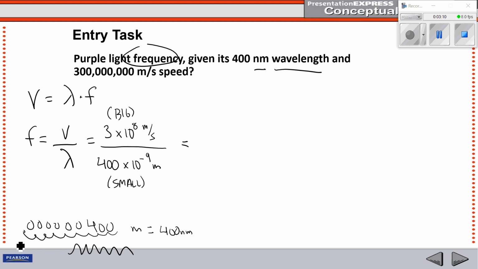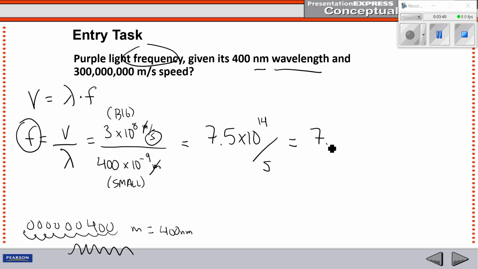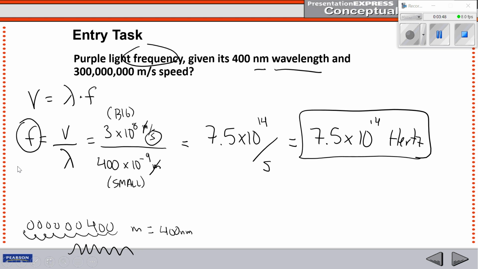What should its units be in? Remember that when we do these calculations, for frequency we're looking for a measurement of a number per second, also given as the unit hertz. So meters would cancel, and I'm left with seconds on the bottom of the equation. When I plug this in, test it out on an online calculator, Desmos, whatever you want to do, you should get a very big number of 7.5 times 10 to the 14th. My units are still over seconds, so number over seconds, which can also be written as 7.5 times 10 to the 14th hertz. That's my value for the frequency of this purple light.